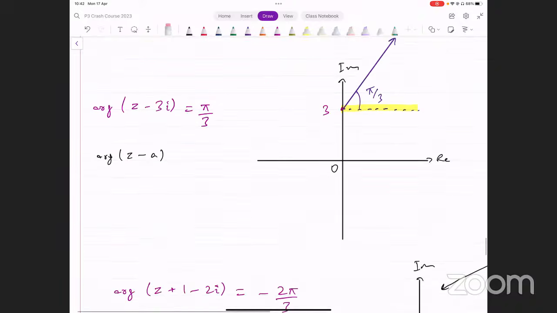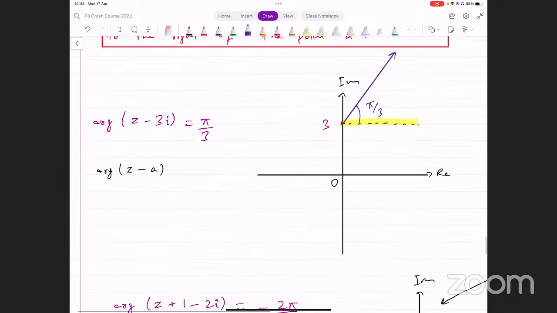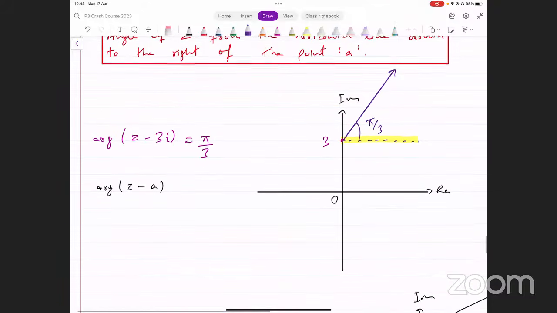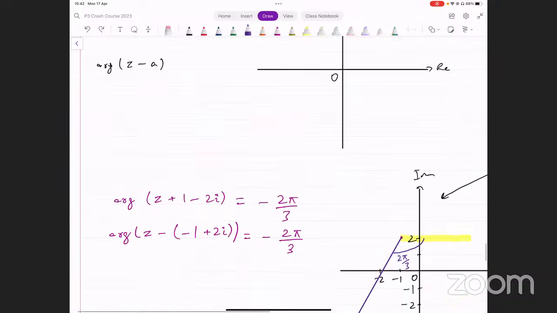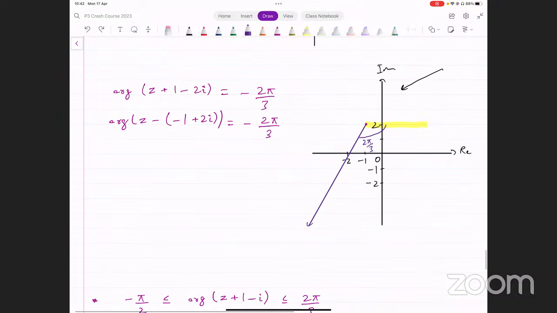If you have, for instance, argument of z minus 3 iota, again, the reference point in this case is 3 iota. If you compare the two, in place of a, you have 3 iota. So this is equal to pi over 3. You take this as the reference point, and you draw this locus at an angle of pi over 3 from this point. You're not going to draw this from the origin. You're going to draw this from the point 3 iota instead. And we did some other examples in this as well.